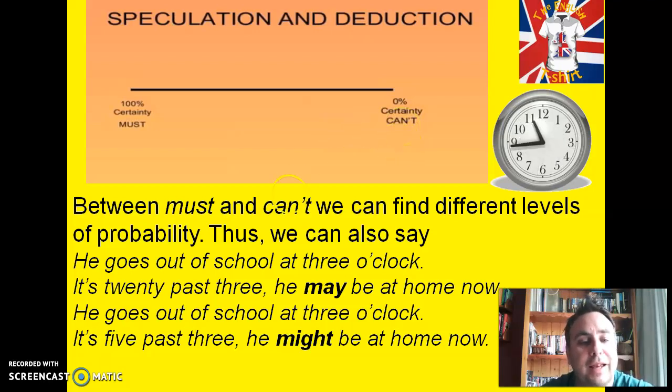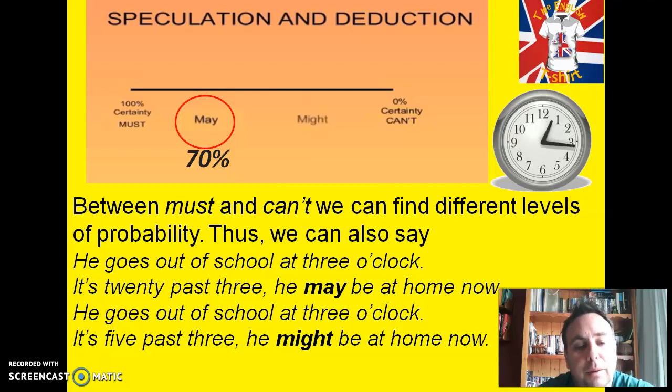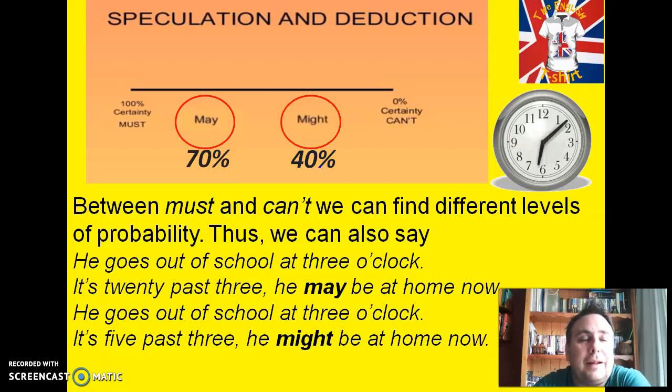Thus, we can also say he goes out of school at 3 o'clock, it's 3:20, he may be at home now. Él sale del instituto a las 3, son las 3:20, él puede que esté en casa ahora. Okay, it's a 70% probability. Or he goes out of school at 3 o'clock, it's 3:05, he might be at home now. Él sale del instituto a las 3, son las 3:05, él podría estar en casa ahora, but it's a more remote possibility.